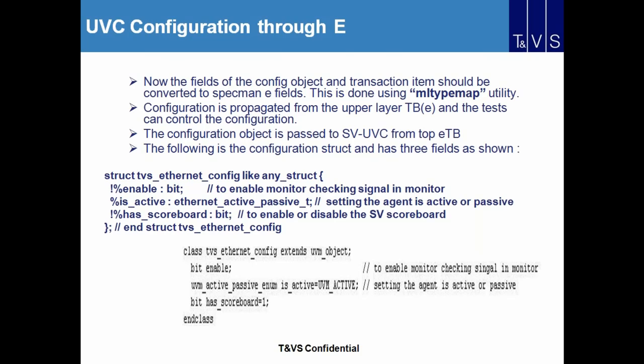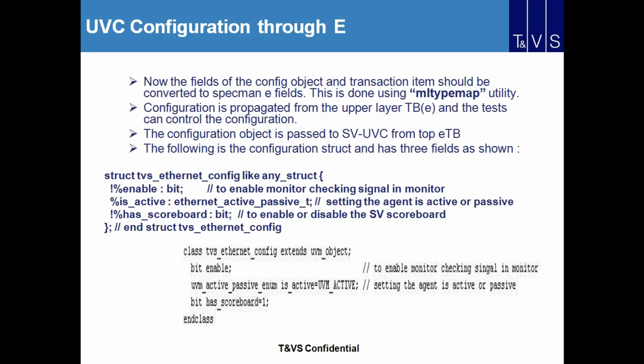Now, how to handle the UVC configuration? The fields of the config object and the transaction item should be mapped to Specman-E fields. As you know, in a UVC, we have all the items defined as a class. So we need to have something similar to those class items as struct members, like sequences in Specman.